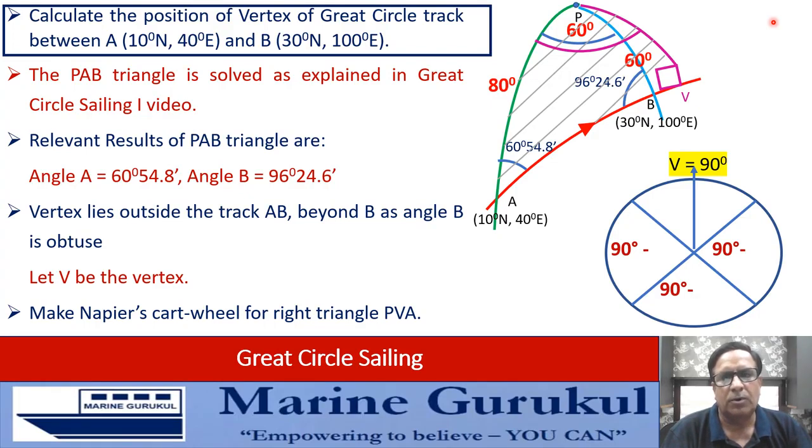And now we go clockwise from V. So from V, the first part is AV, which comes in here clockwise. The next part is angle A, so 90 minus A. The next part is side PA, 90 minus PA. Then it's angle P. Angle P obviously is this angle from meridian of A to meridian of V. And then lastly we have the side PV. So this way we complete the cartwheel for Napier's rules for the right triangle PVA.